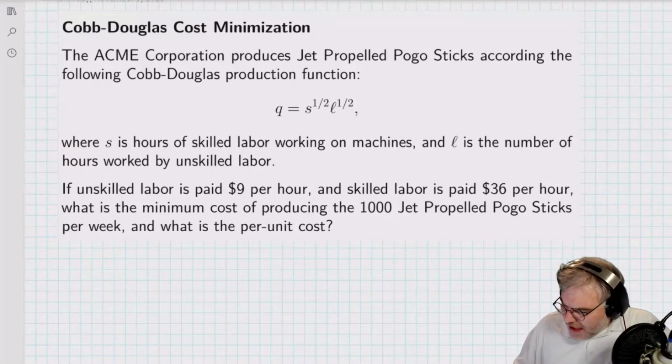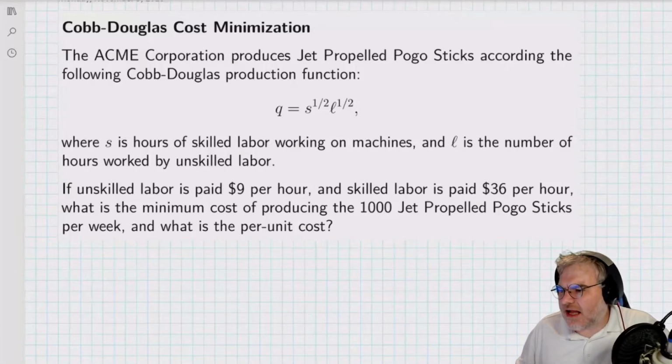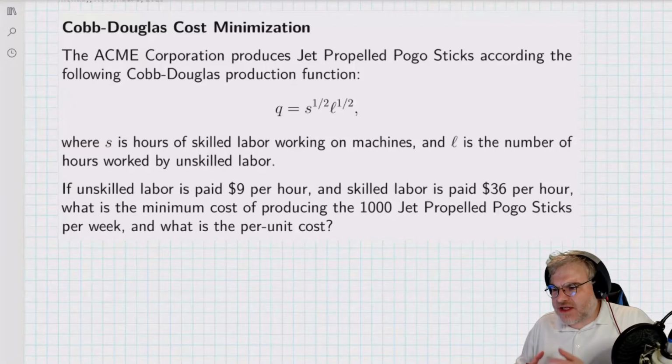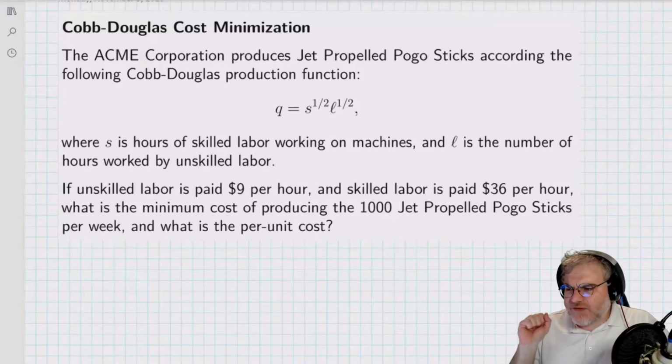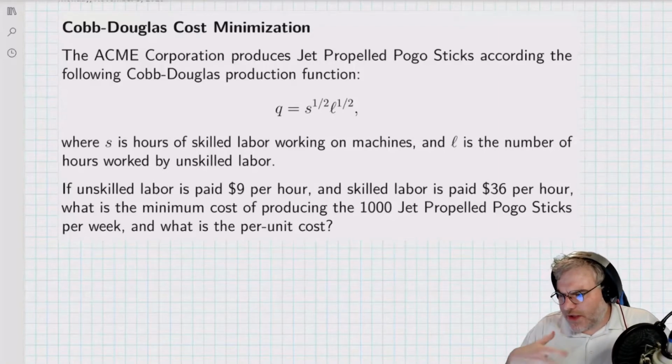But I'm looking at this, and I want to produce 1,000 jet-propelled pogo sticks per week. All right? So if this is my production function, what's kind of the optimal allocation, right? How many hours of unskilled labor do I want, and how many hours of skilled labor do I want? So 1 to 5, how do we feel about this setup? I've got 2 resources. Capital and labor are also a common way this thing is set up. I just set it up skilled and unskilled.